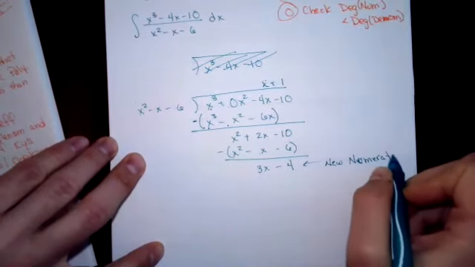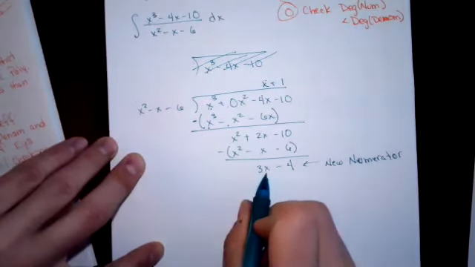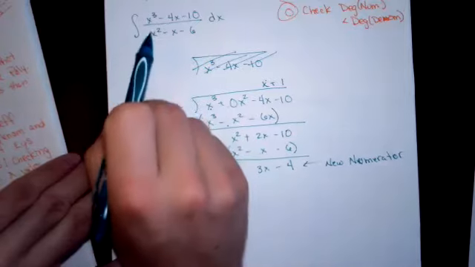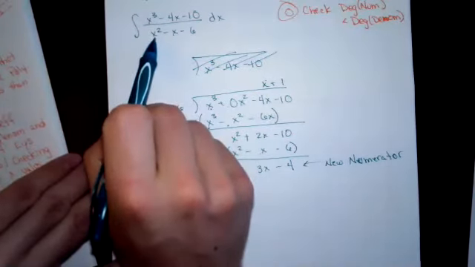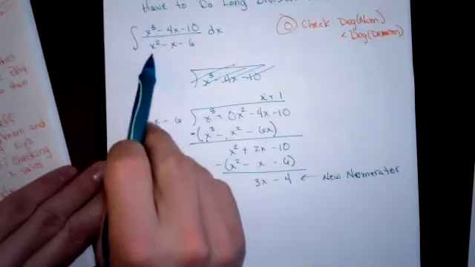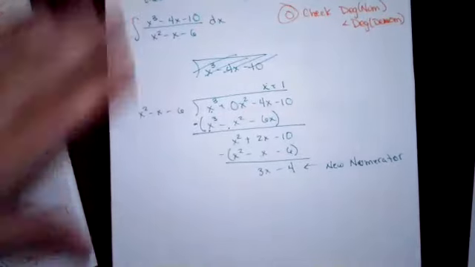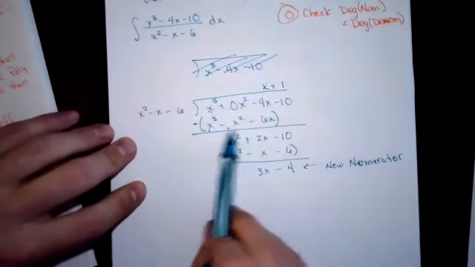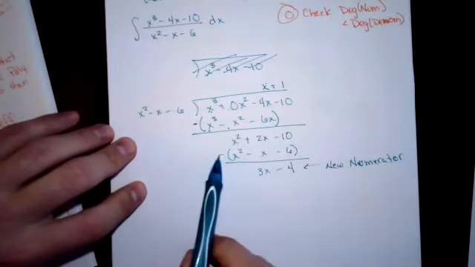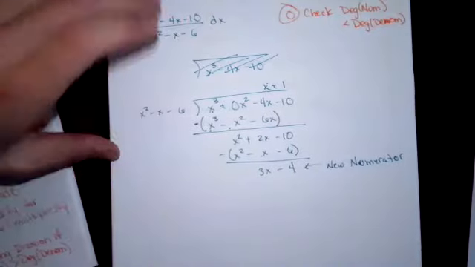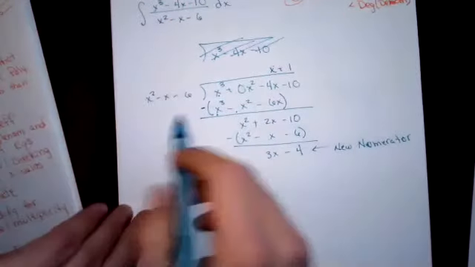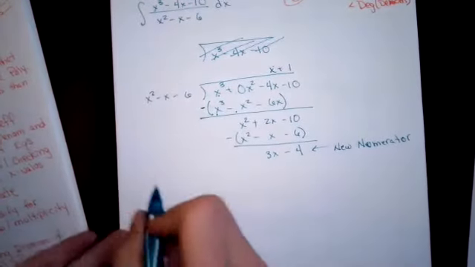And notice that it's degree 1, so it's 1 less degree than what the original denominator was. And as you saw, things to look out for: minus sign errors. It's hard to keep track of all these adding and subtracting things going on.